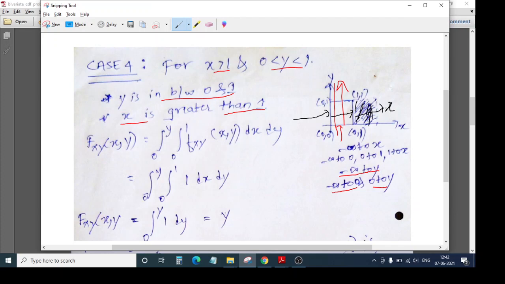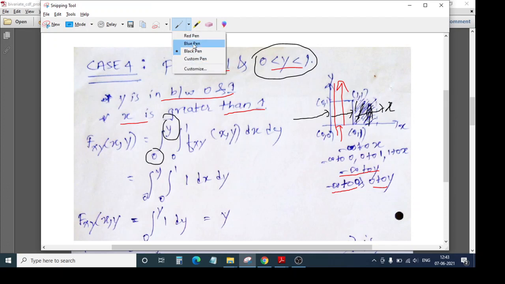Now where is our value lying? If you observe, y is in the range of 0 to 1, so we take it as 0 to y. That is nothing but this strip. So this strip has been eliminated, right? Our point lies somewhere here, in this range. So therefore we have taken the range as 0 to y.